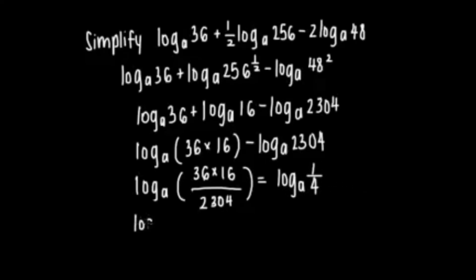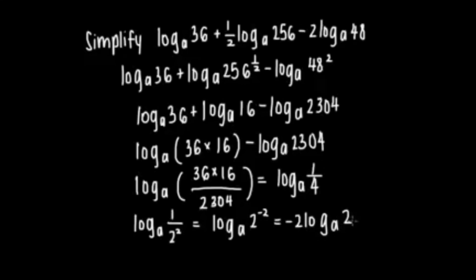So 1 over 4 could also be written as 1 over 2 squared. And now I'm going to change it into indices form. Using the power rule, I'm going to bring negative 2 to the front, so that's negative 2 log a 2.